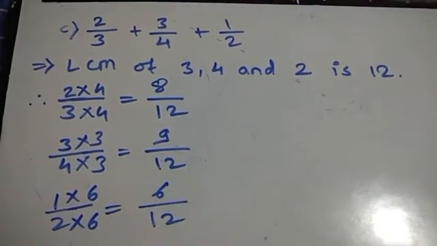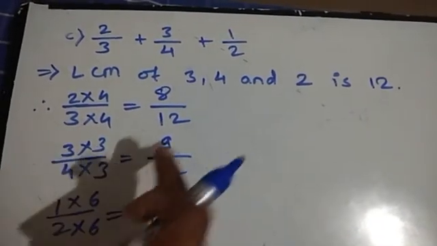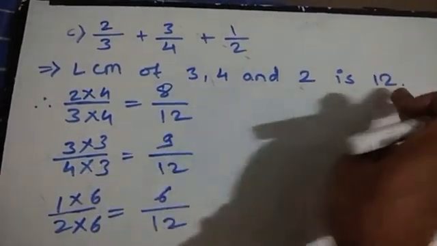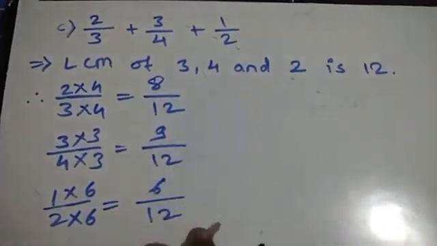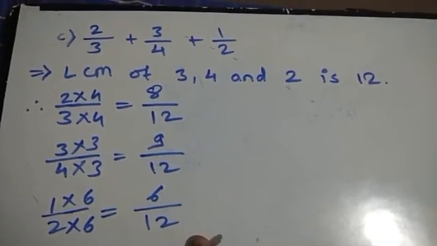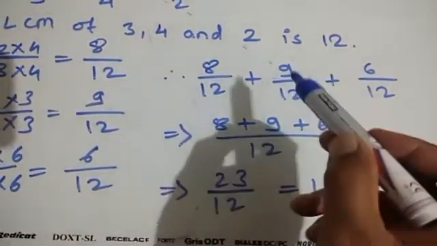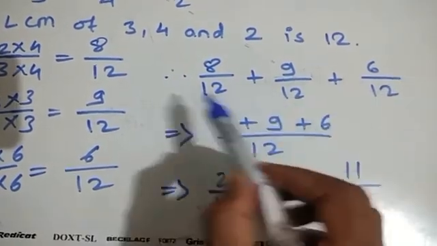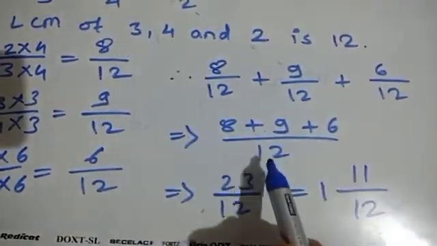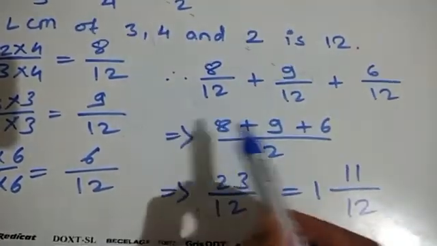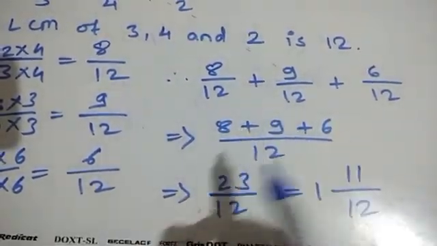So we found the equivalent fractions of all these fractions with the denominator equal to the LCM. Now all these fractions become like fractions. Now we will add them. Therefore all these fractions I am going to add now. 8 upon 12 plus 9 upon 12 plus 6 upon 12. The denominator is same. So copy the denominator as it is and add all the numerators. 8 plus 9 plus 6. Therefore 8 plus 9 is 17. 17 plus 6 is 23. Upon 12 as it is.